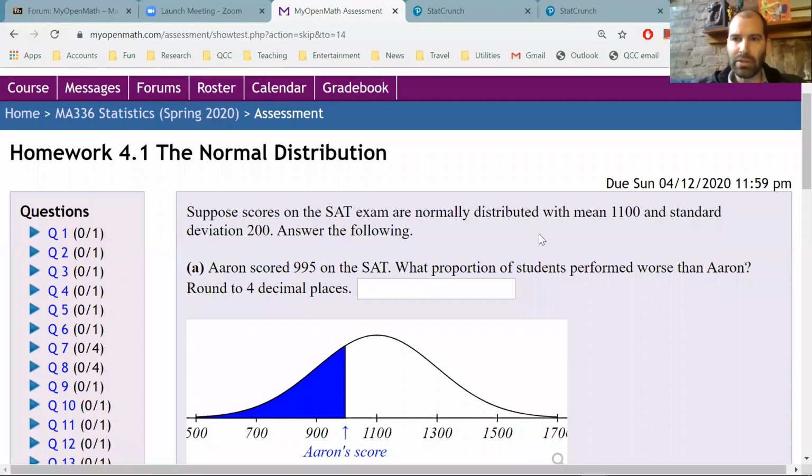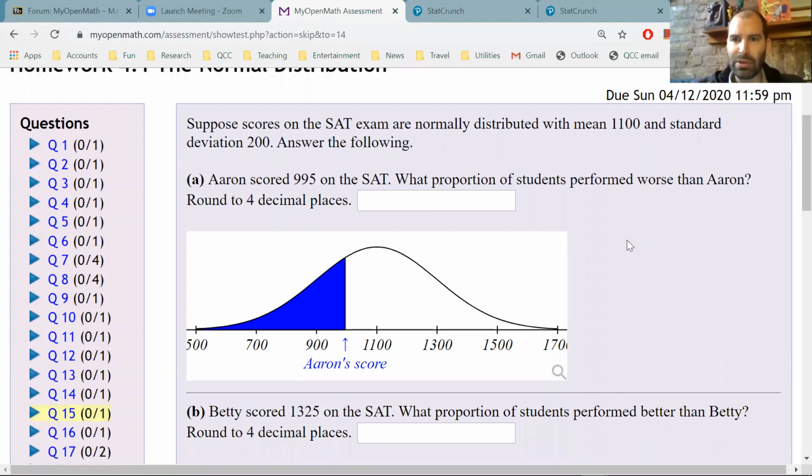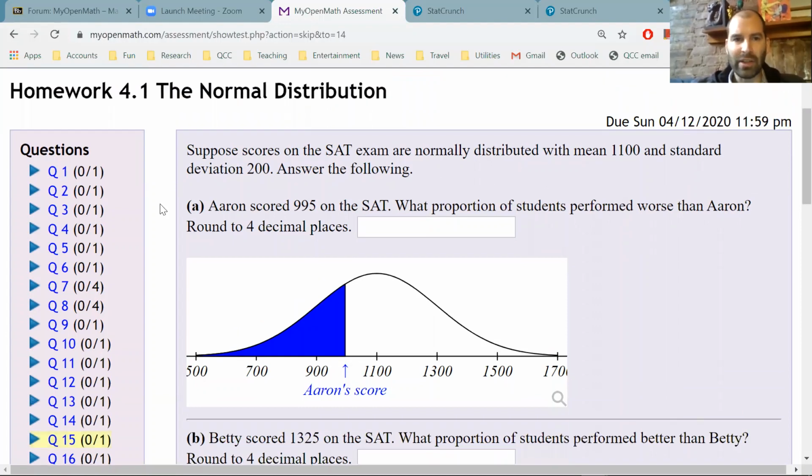Okay, so here's a problem. It says, suppose scores on the SAT exam were normally distributed with mean 1100 and standard deviation 200. Answer the following. Aaron scored 995 on the SAT. What proportion of students performed worse than Aaron?